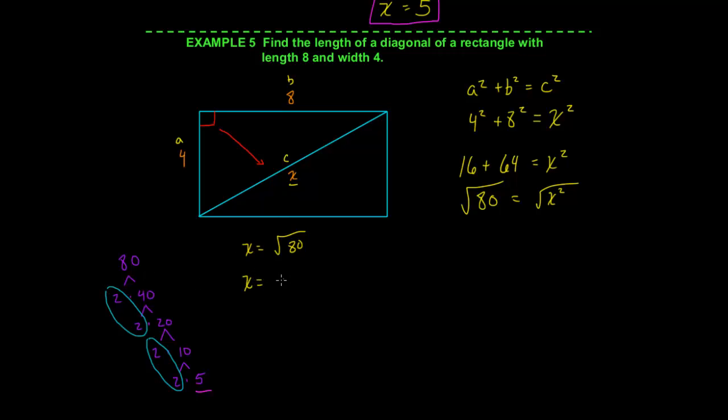I have a pair here, so I'm going to pull it outside of my square root. Now if this was a cube root, you'd be looking for 3 of them. But this is a square root. Squares have the little 2 symbol. If I was going to write this correctly, that's what I would be looking at.